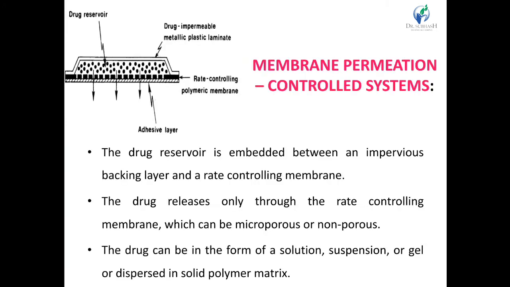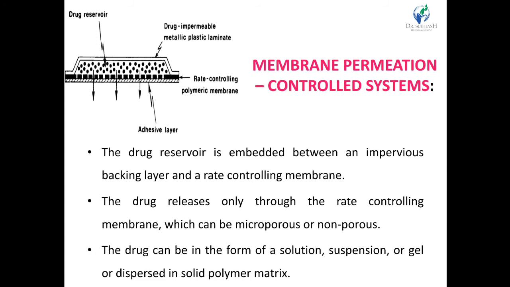The next is the membrane permeation controlled system. Here the drug reservoir is embedded between an impermeable backing layer and the rate controlling membrane. Previously we homogeneously dispersed the drug in the polymer matrix and in the adhesive layer, but here the drug is in a center core part covered with the rate controlling polymeric membrane on one side. In the upper part we use the drug impermeable metallic plastic laminate. So the drug is released only through the rate controlling membrane.